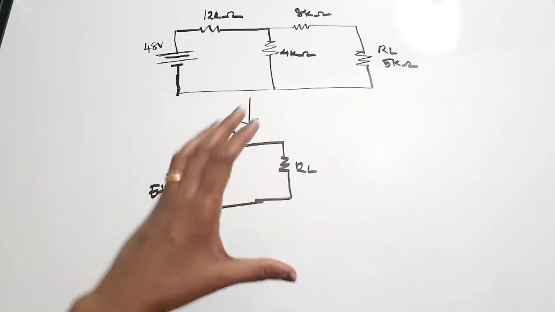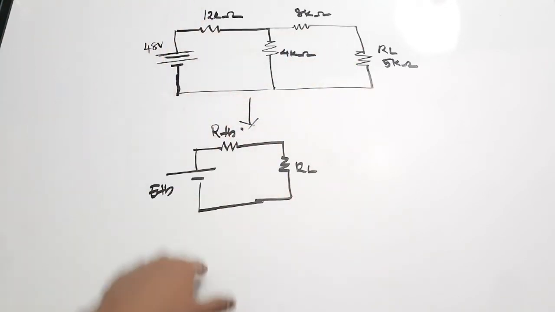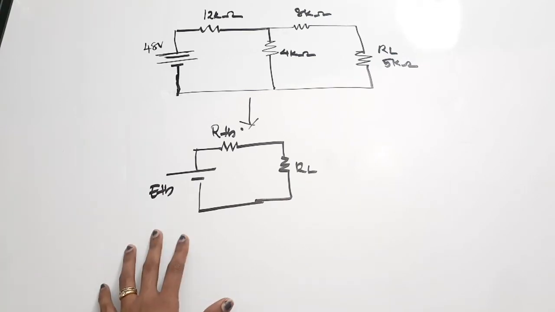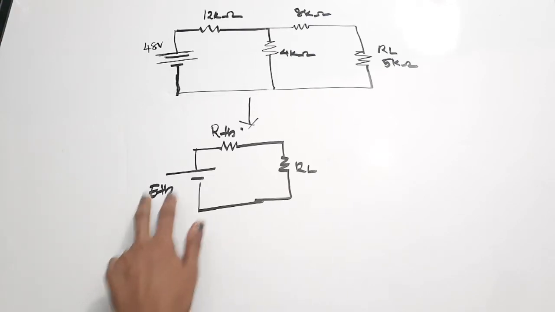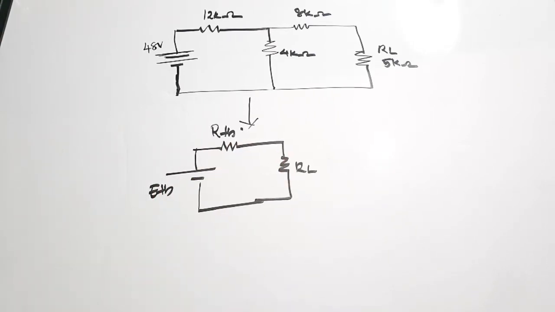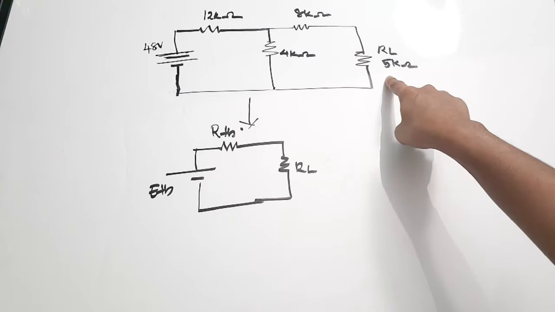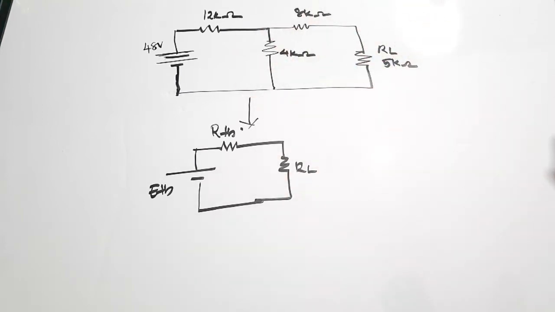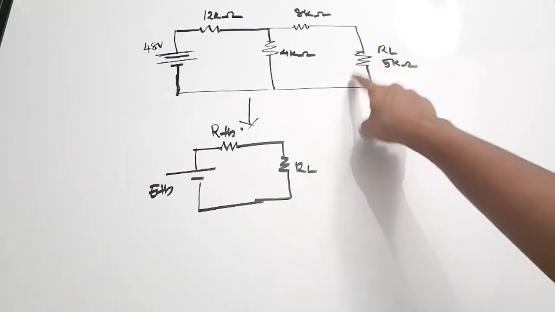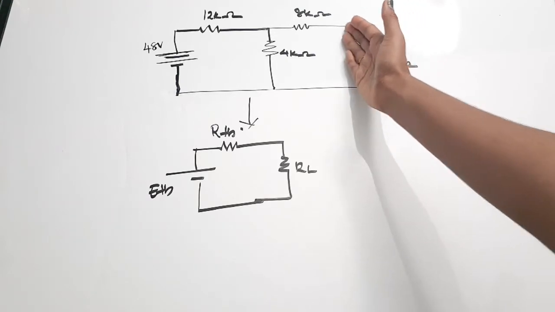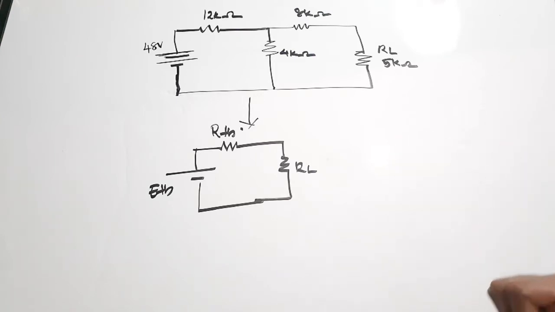The load we will keep as it is. Now our aim is to simplify this connection into this form. I hope it is clear. Our aim is to find ETH and RTH. Now what is ETH? ETH is the voltage coming across this load resistance. In order to find the voltage ETH, we will simply remove this load resistance and create an open circuit here. Then that is ETH.